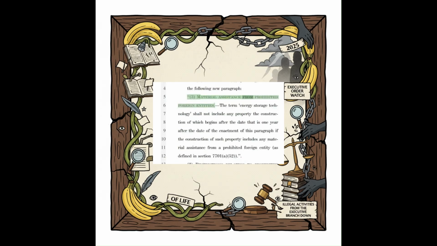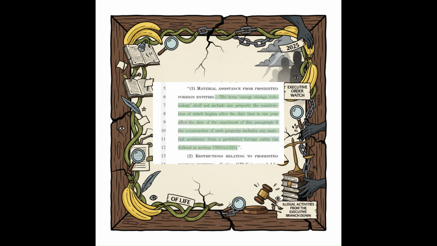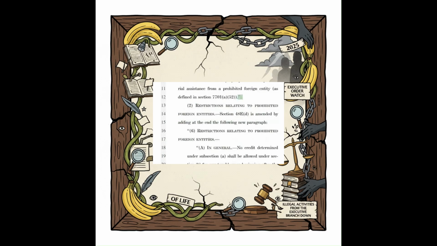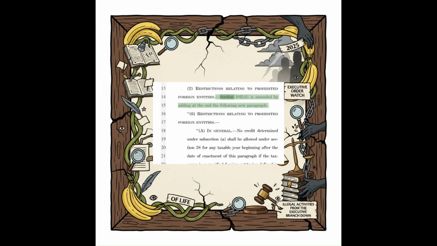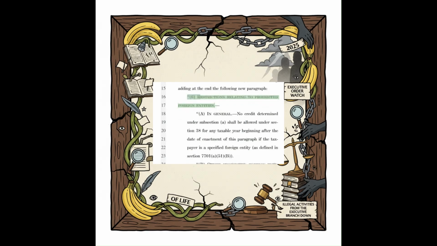Material assistance from prohibited foreign entities. The term energy storage technology shall not include any property the construction of which begins after the date that is 1 year after the date of the enactment of this paragraph, if the construction of such property includes any material assistance from a prohibited foreign entity. Restrictions relating to prohibited foreign entities. Section 48E is amended by adding at the end the following new paragraph.